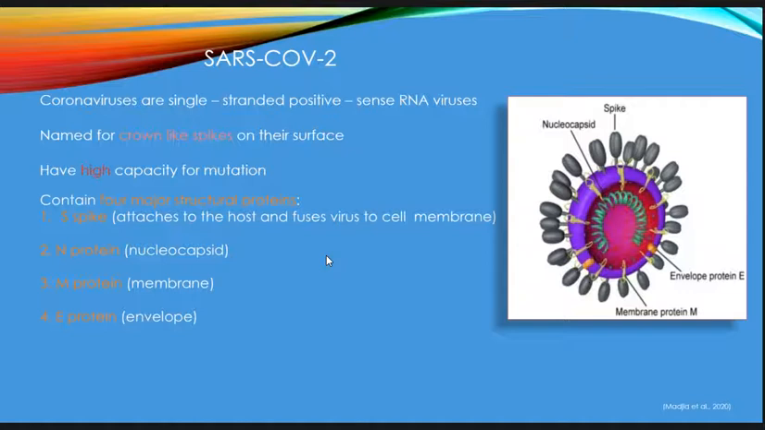They contain 4 major structural proteins: the S spike, the N protein or nucleocapsid, the M protein, and the E protein. And that's what's depicted here on this picture. The S spike, the nucleocapsid coming down here, the M protein membrane, and the envelope. This is one of the few viruses that has an envelope. Not all viruses have that.